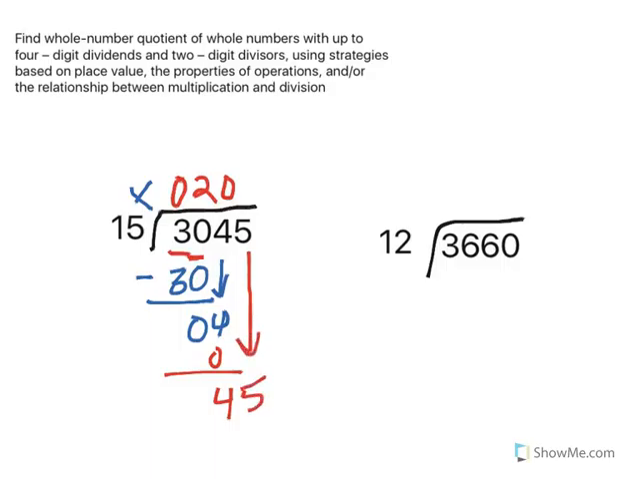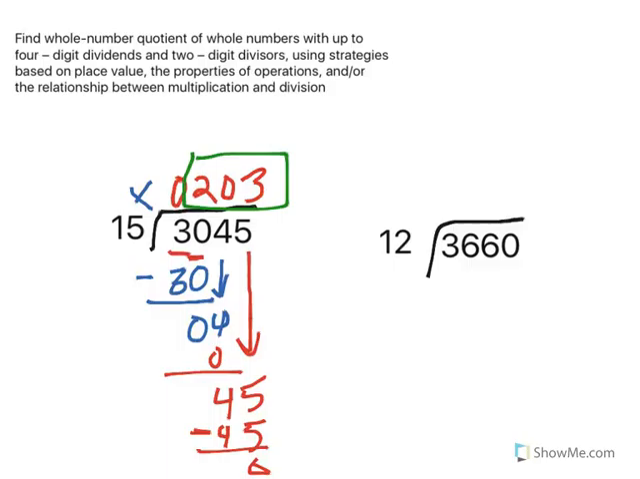15, does 15 go into 45? Yes, it does. It goes in 3 times. So we do 3 times 15 to get us 45. Subtract that to get 0. So our answer is going to be 203. Okay, so for our next question, here on the right, we have 12 into 3,660.